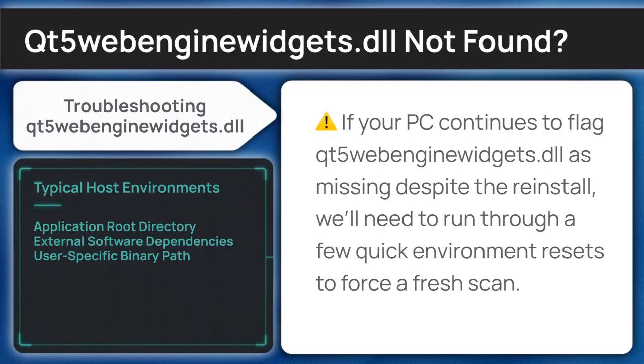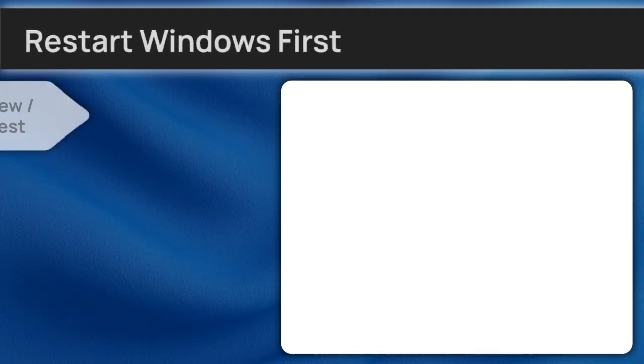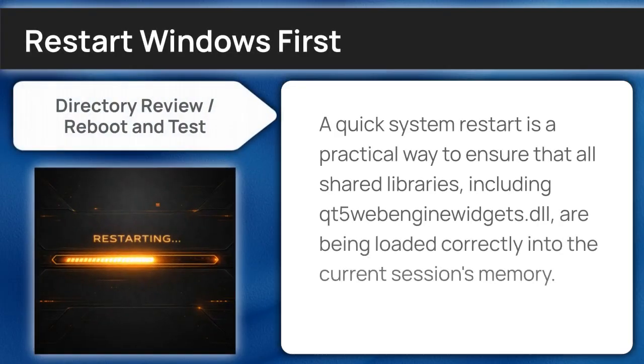If the redistributable repair didn't resolve the pop-up, the next logical step is to analyze the local environment for process conflicts. A full system restart ensures that no background processes are currently locking the qt5webenginewidgets file. A fresh boot allows Windows to reinitialize its library map from a clean state.